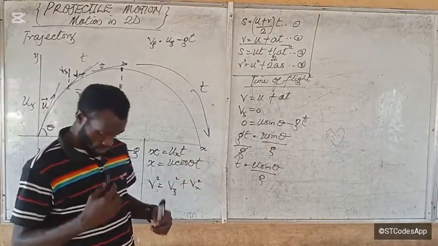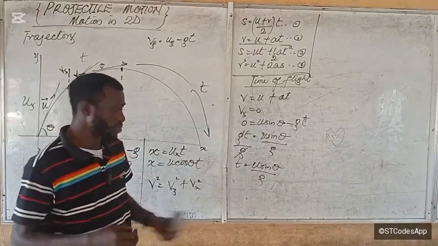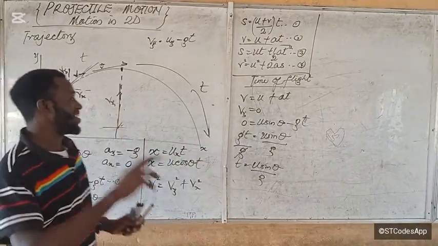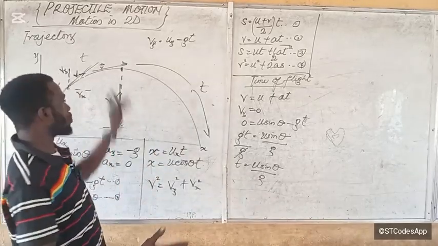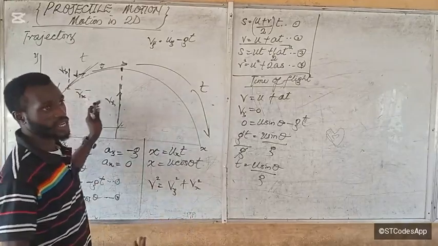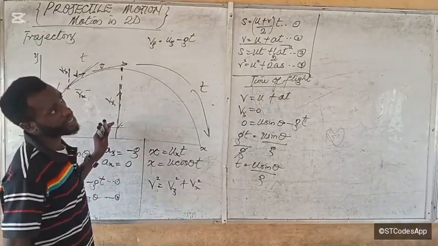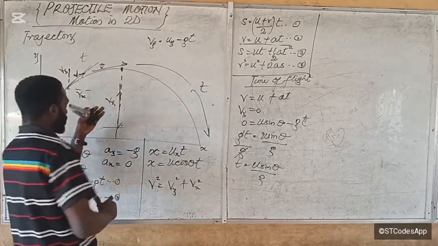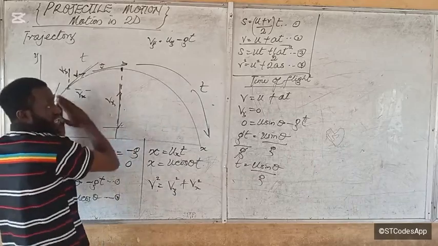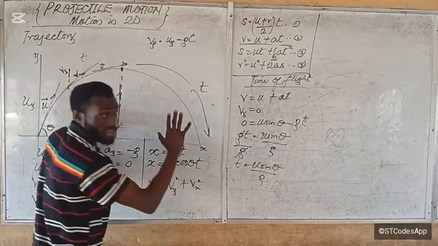Now, what will be the formula for total time of flight? Because this motion is going to have two divisions, two points of symmetry, right? There's symmetry in the motion from here. So the motion in the first half of the parabola is equal to the motion in the second half of the parabola.